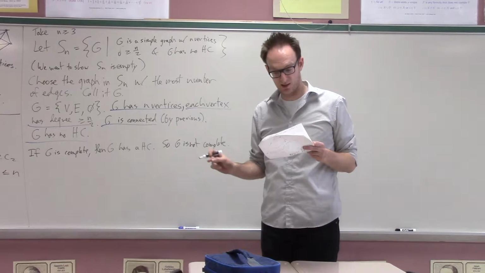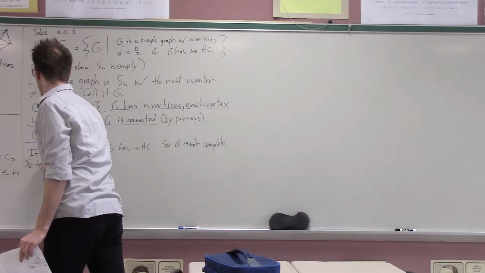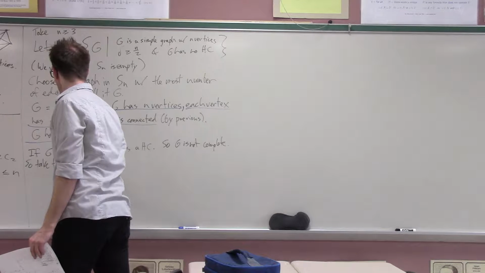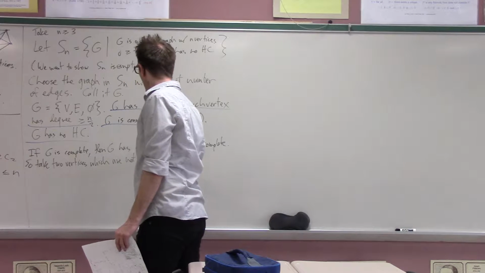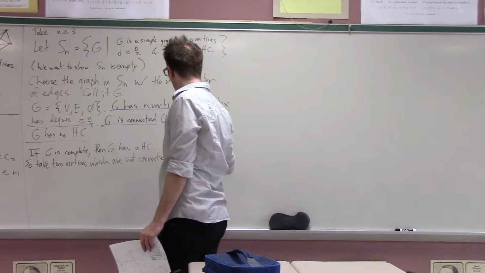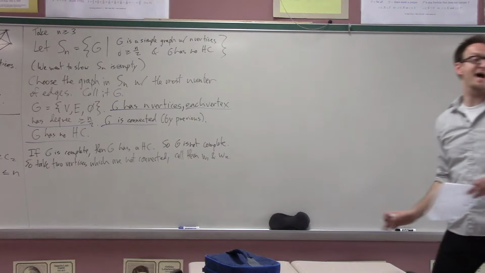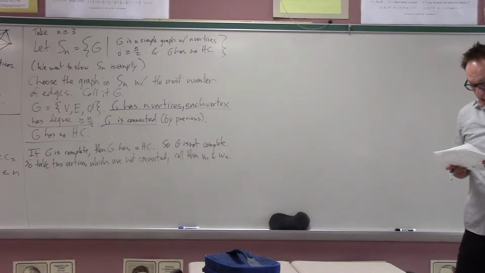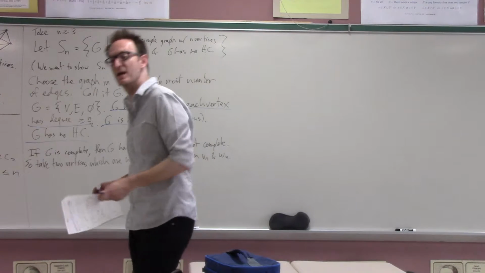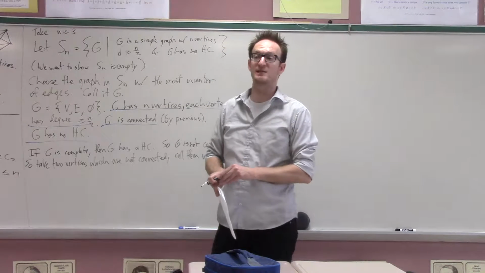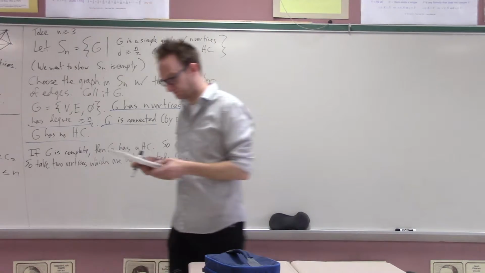Well, if G is not complete, then take two vertices which are not connected, and call them W1 and Wn. So these are two people in the town who are not friends with each other. And here's the key thing: if they should suddenly, secretly become friends, then we have a Hamiltonian cycle.